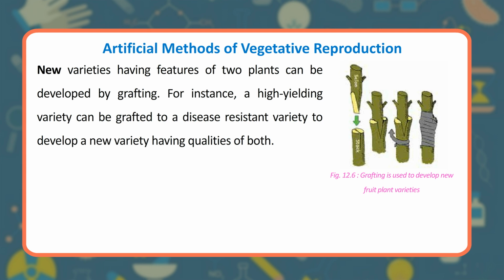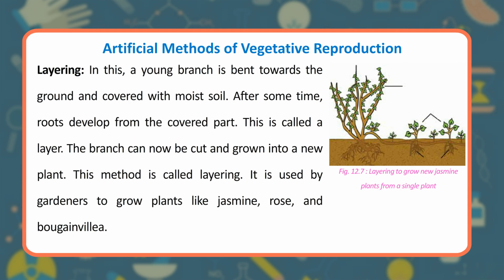New varieties having features of two plants can be developed by grafting. For instance, a high-yielding variety can be grafted to a disease-resistant variety to develop a new variety having qualities of both. Layering. In this, a young branch is bent towards the ground and covered with moist soil.